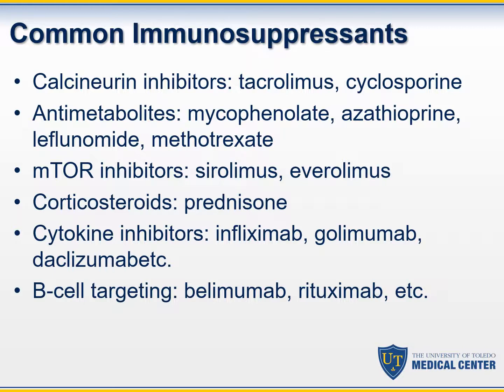In general, there are a lot of immunosuppressants your patients can come in on, but I wanted to try and concentrate on our transplant population because they're the ones that will be on multiples of these medications and will be on more complex regimens. So of your transplant population, you can have calcineurin inhibitors, antimetabolites, some of your mTOR inhibitors, may or may not have corticosteroids, cytokine inhibitors, and B-cell targeting agents.